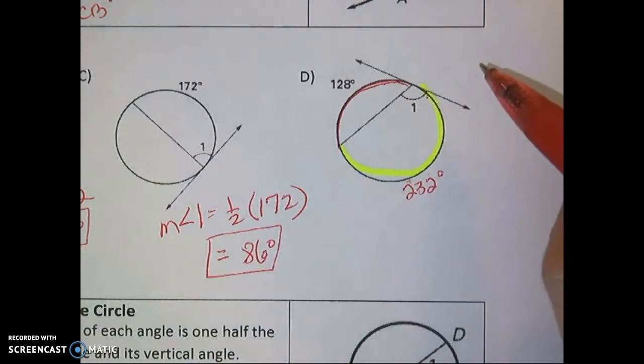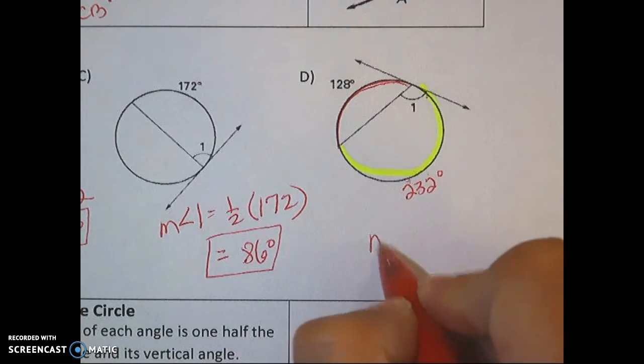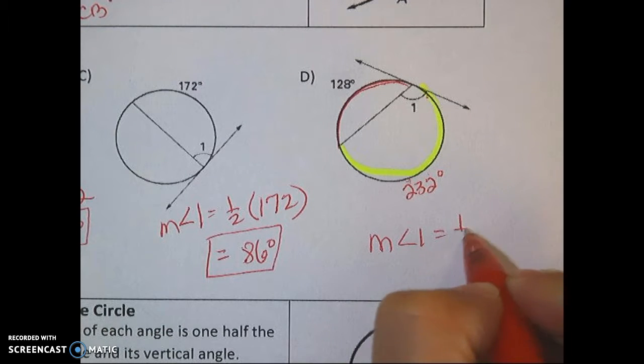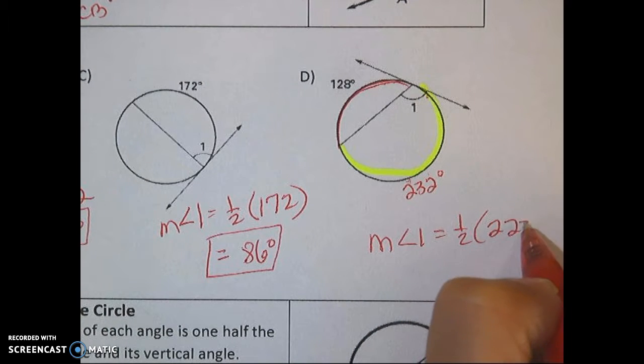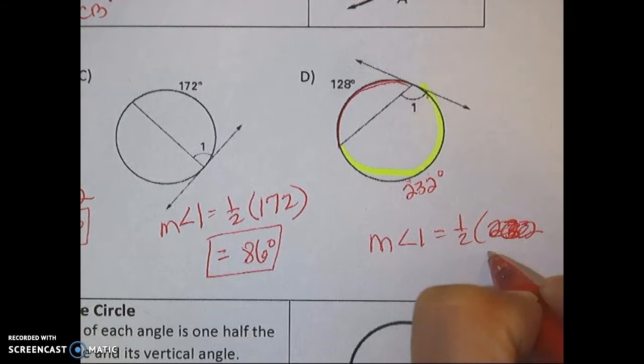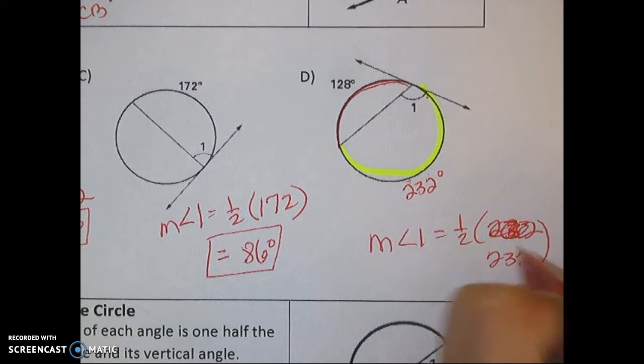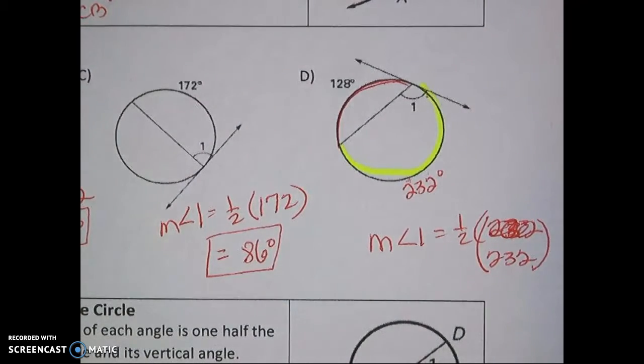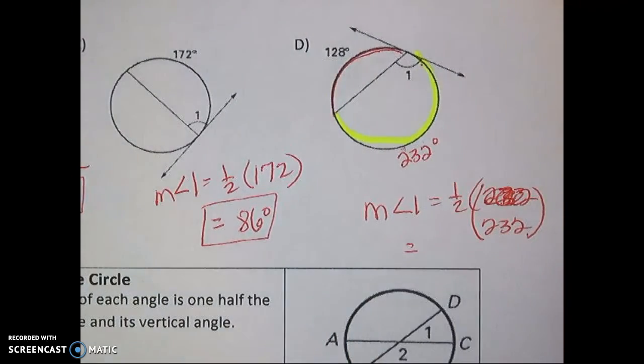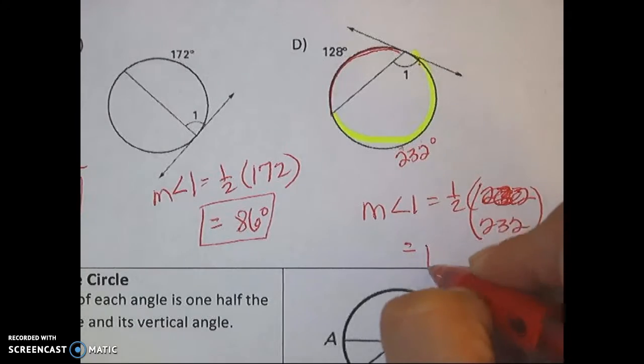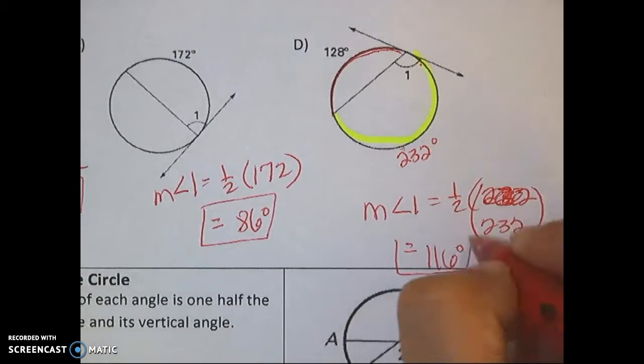Then to get back to the angle, I'm just going to say that it is 1/2 of that. So the measurement of angle 1 is 1/2 of 232 degrees. And when you divide that in half, divide it by 2, you get that that angle measure is 116 degrees.